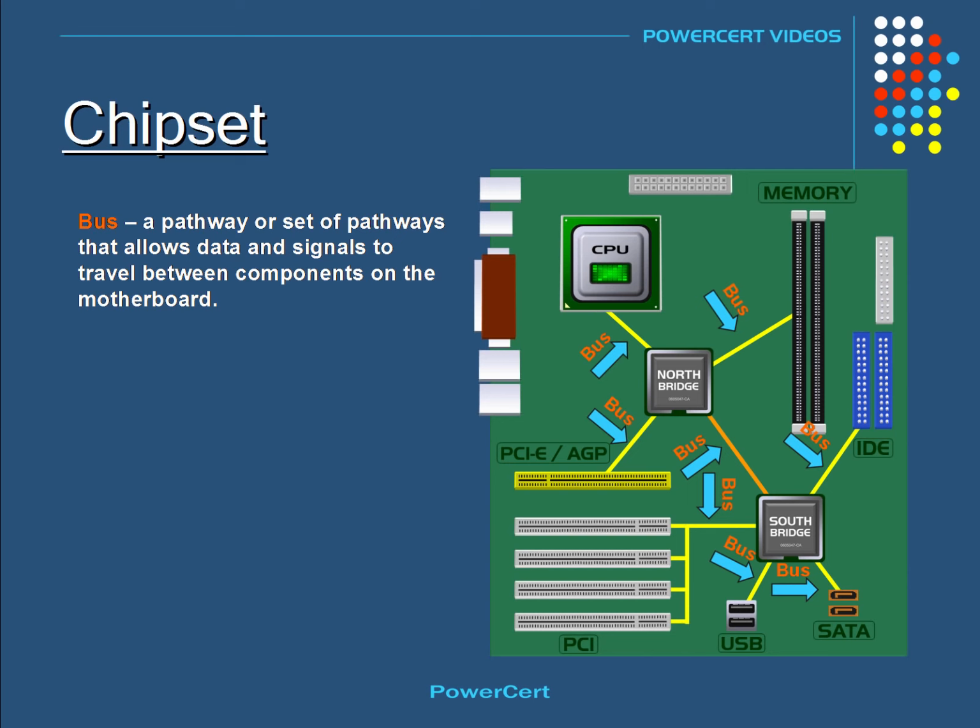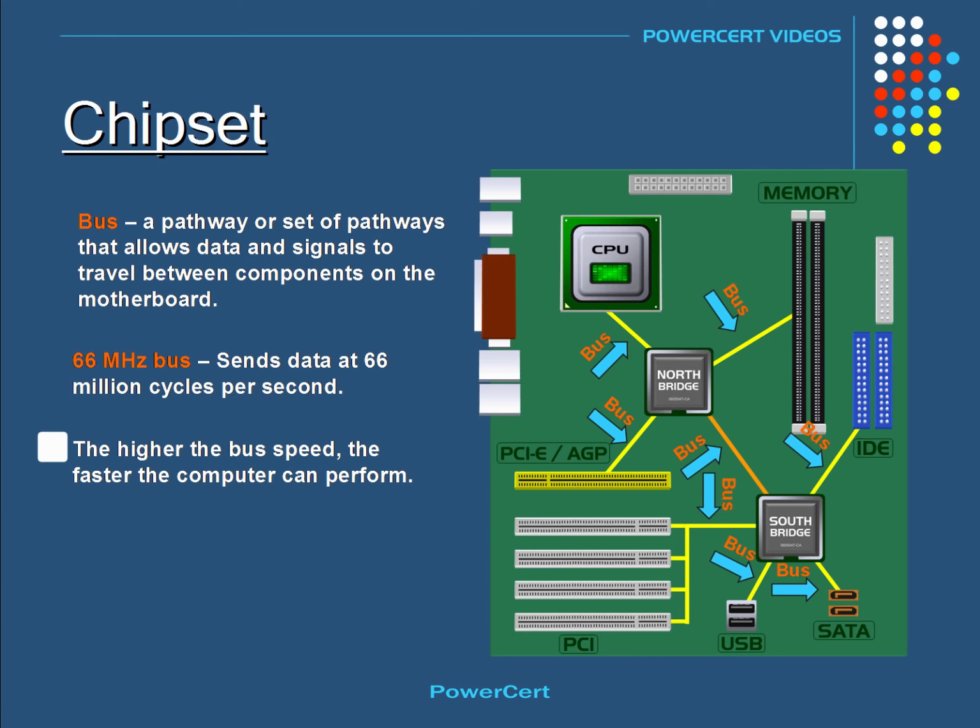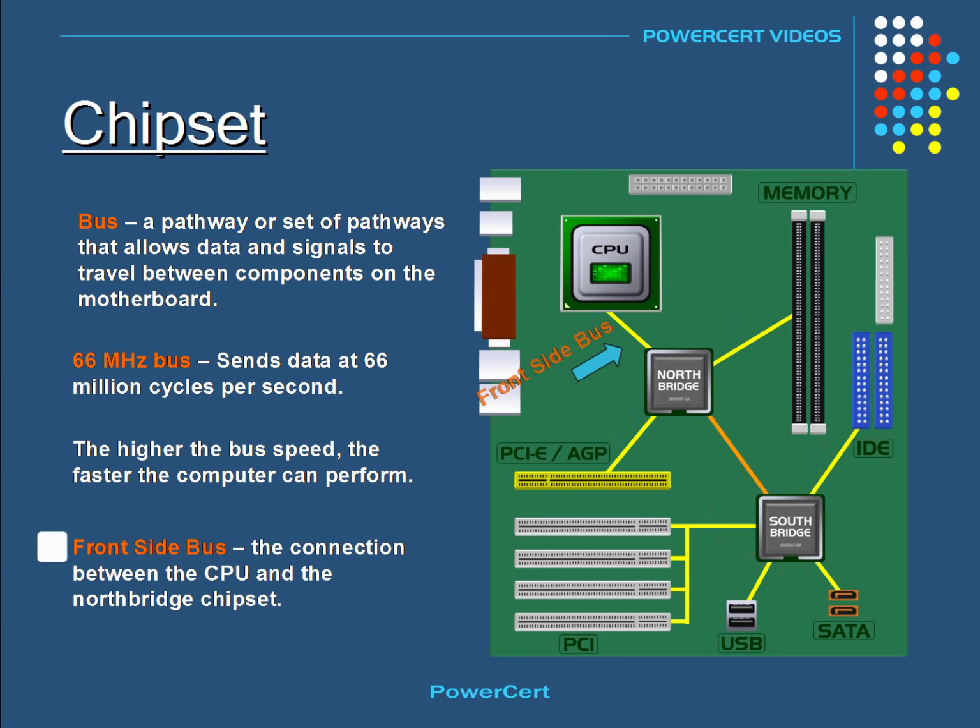For example, if a bus is said to operate at 66 MHz, that means that particular bus can send data at 66 million cycles per second. The higher the bus speed, the faster the computer can send data, which improves the performance of the computer. A motherboard's bus speed generally refers to the speed of the front side bus. The front side bus is a connection between the CPU and the North Bridge chipset.